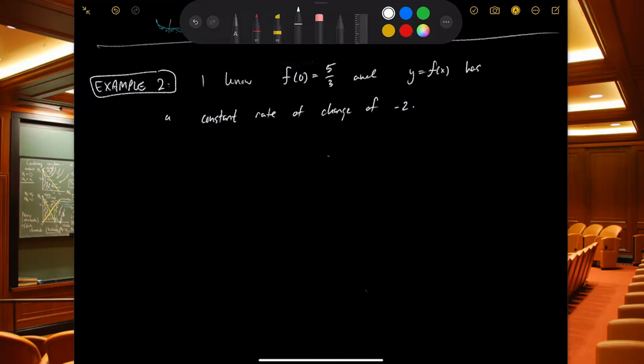So in the second example, we've stripped out the context of any physical meaning, and we're just looking at a line, which again has its own value in doing so. So let's say I know that for this function f of 0 equals 5/3, and I know y equals f of x has a constant rate of change of -2. So again, we're being asked here to create a formula for y as a linear function of x.